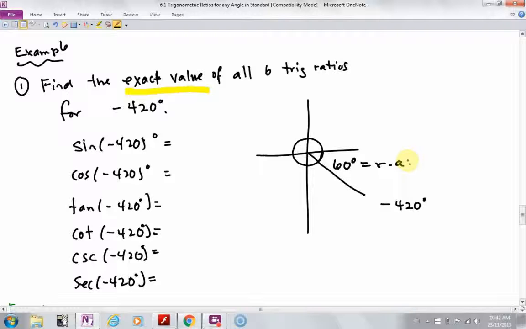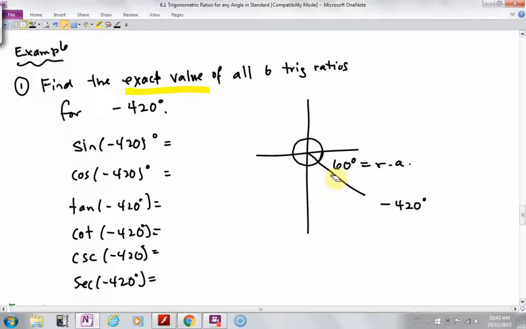Because if we have a reference angle of 60 degrees, that tells me that I need to use my special triangle. That's the 30, 60, 90 triangle. And when it's in the fourth quadrant, it tells me that everything is negative except which trig ratio? Cosine, and now also 1 over cosine. And what's 1 over cosine called? No. 1 over cosine is the secant. So cosine and secant are positive here, but everything else is negative.